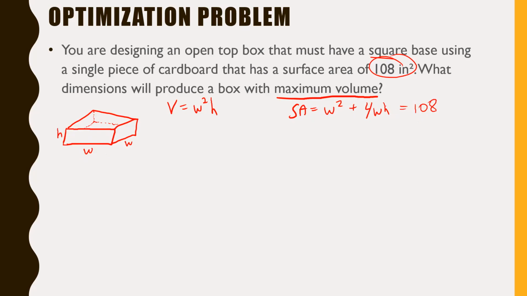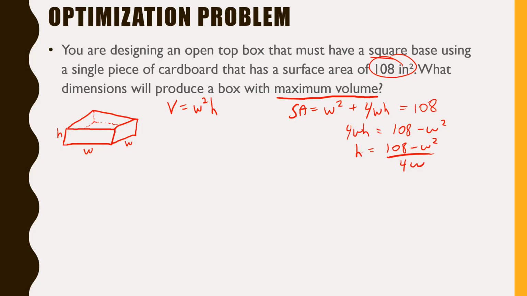It would be really great if we got one of these variables now by itself. I think the clear option here is to get H all by itself because there's only one H in this expression, and yet there's a couple different W's there. So here's what we're going to do. We'll subtract W squared over, so this gives me 4WH equals 108 minus W squared. Then we'll divide by 4W. This will give me H equals (108 minus W squared) over 4W.